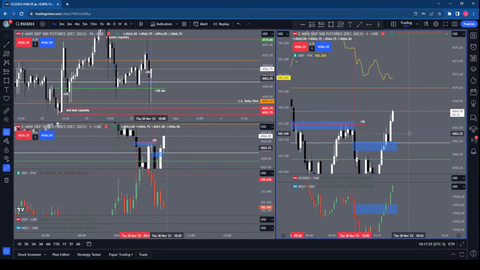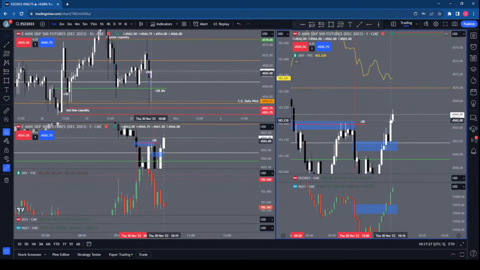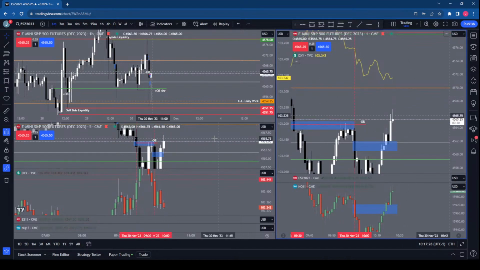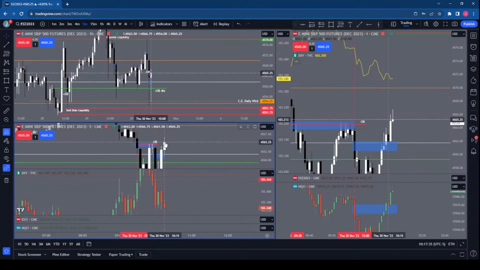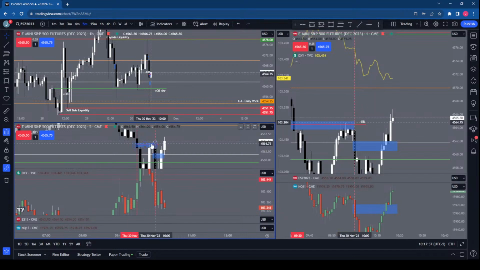And I'm not going to sweat it too much if we start printing candles higher, because that would allow us to finally get a close on this 5 minute. And I would really like it if... I'd feel really confident in going long if this 5 minute candle closed above these highs.